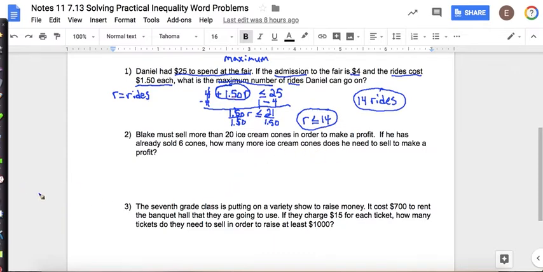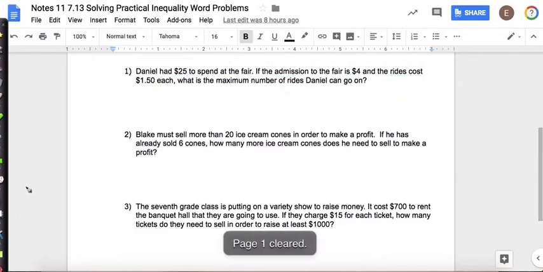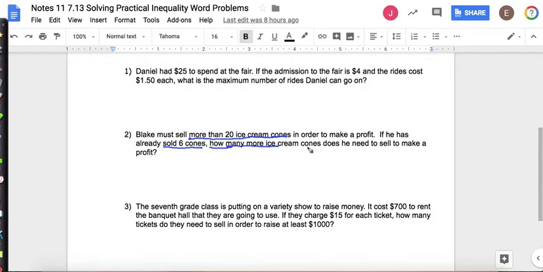Okay, let's look at number 2. Blake must sell more than 20 ice cream cones. So underline more than 20 ice cream cones in order to make a profit. If he's already sold 6 cones, how many more ice cream cones does he need to sell to make a profit? So what is it that we want to know here? We want to know ice cream cones, right? So let's say C for cones.